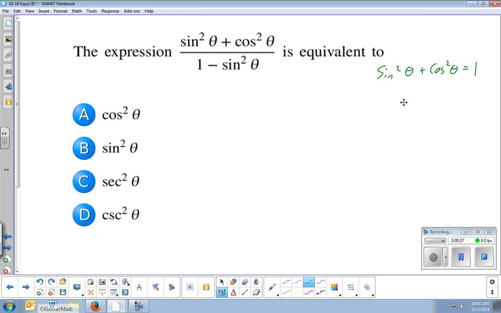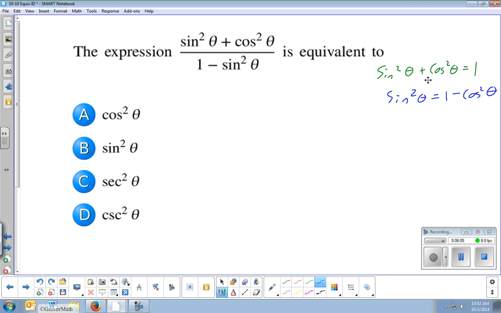When we get into test prep, we're going to practice adding formulas to our reference sheet that are not there. Like we're going to add the quadratic formula, and the sum and product formulas for quadratics. We're going to add this identity to our reference sheet. But not just this, there are different variations of it. I could solve this equation for sine theta. If I wanted sine squared alone, I would subtract cosine squared to the other side, and I'd be left with sine squared theta equals 1 minus cosine squared theta.